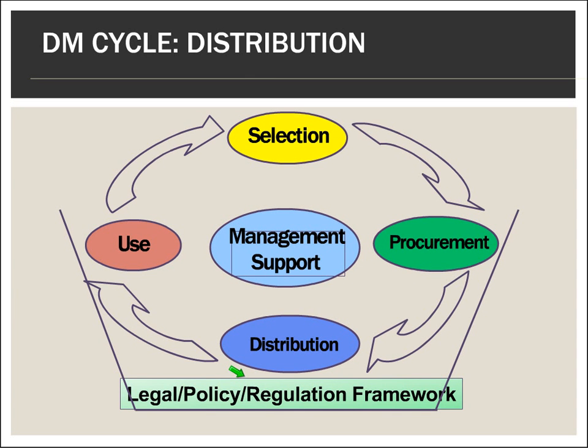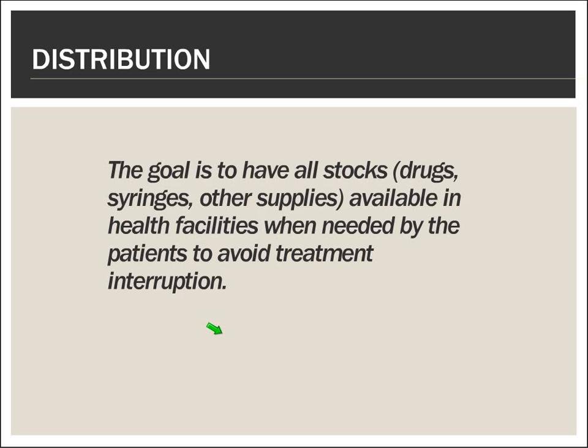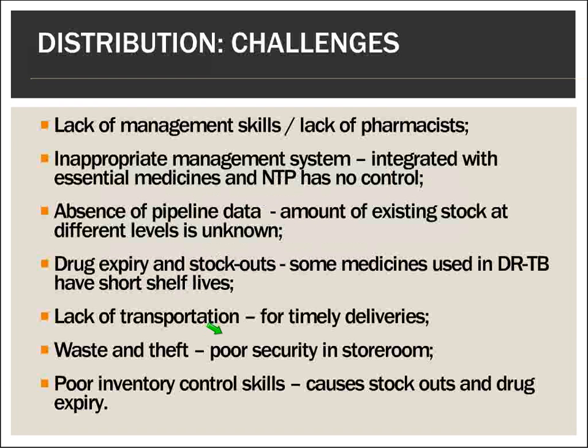So now let's move to distribution. I'm going to have only a few slides about distribution. What we need to know about distribution: the goal is to have all stocks, meaning drugs and other supplies, available in healthcare facilities when needed by the patient, to avoid treatment interruption. And distribution is also a challenge for many reasons. I'm not going to talk about all of them, but again, there is lack of skills of pharmacists or medical staff or managers, inappropriate management system in the country, problems with the pipeline, problems with transportation, waste and theft also happening, so poor security and poor inventory control.